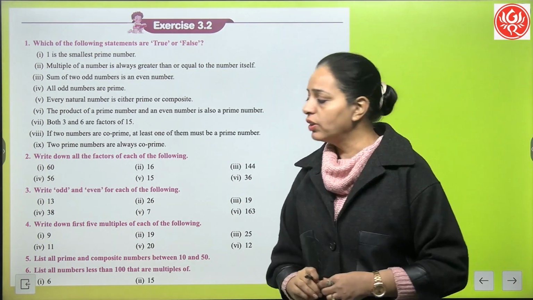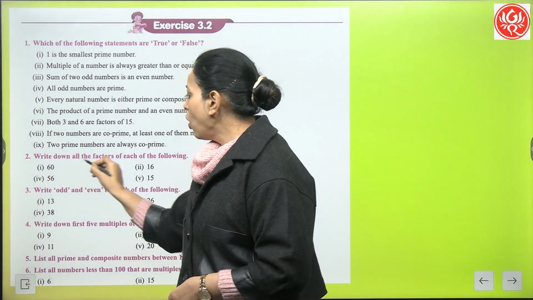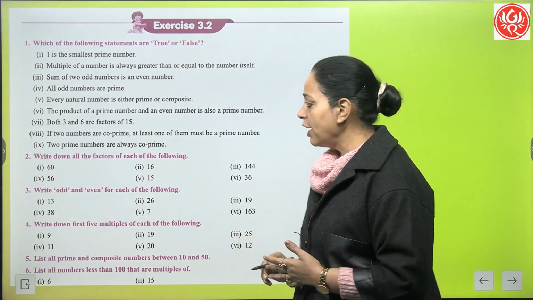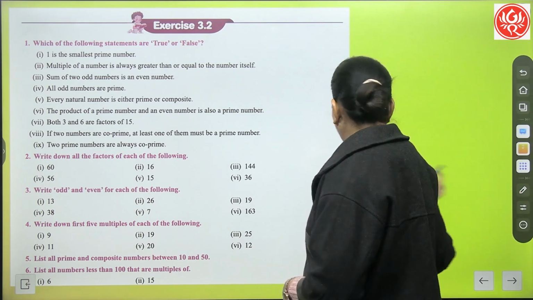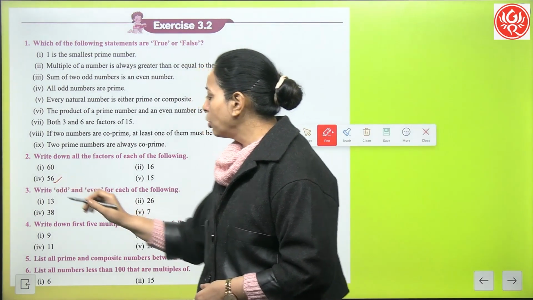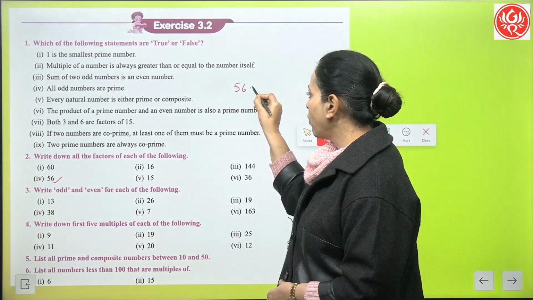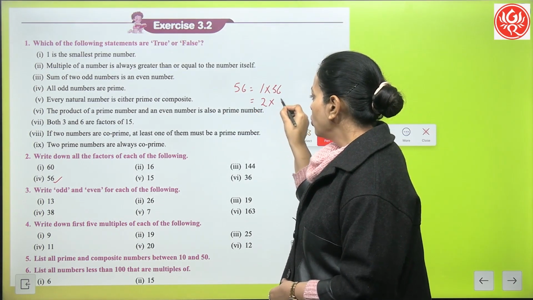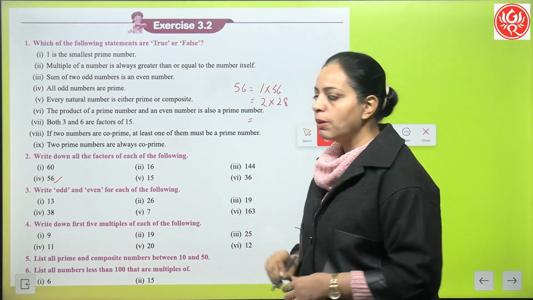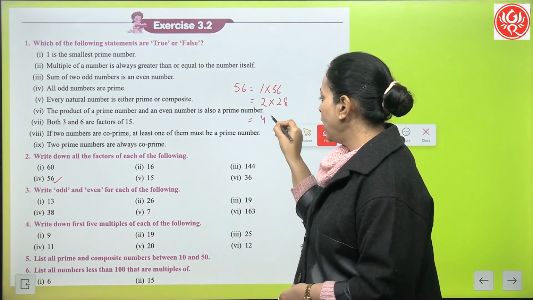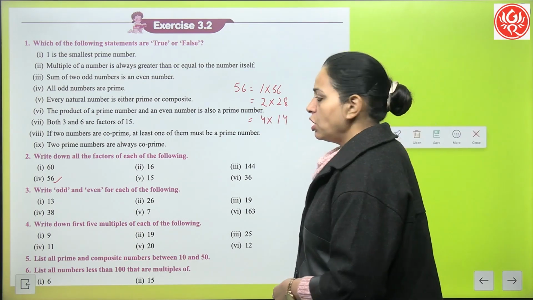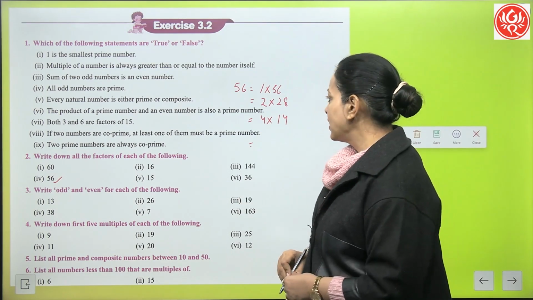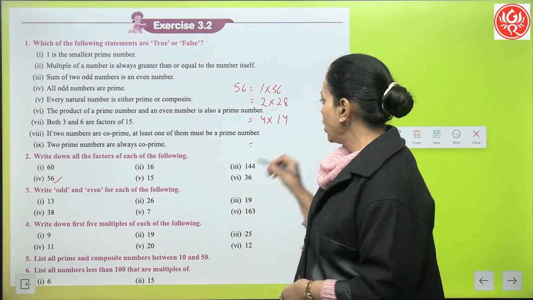Okay. Now, the second question, write down all the factors of each of the following. We have some numbers, and we have to find their factors. Like here 56, fourth part. So 56, how can we write? 1 into 56. It is divisible by 2: 2 into 28. Divisible by 3? No. By 4, yes: 4 into 14, okay. Then by 5, no. By 6, no. So like this, we can check it out.